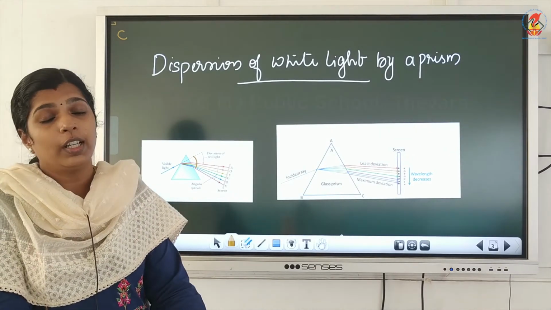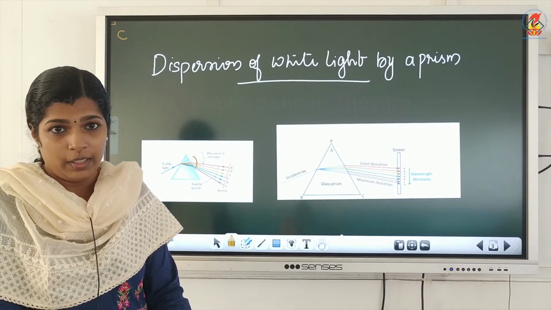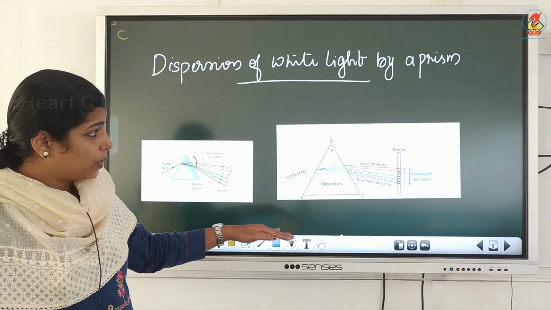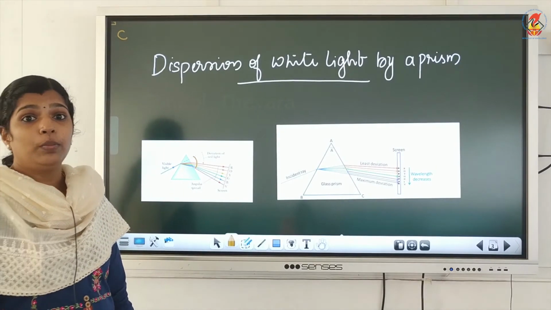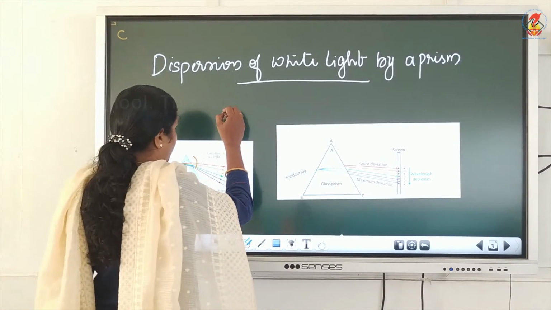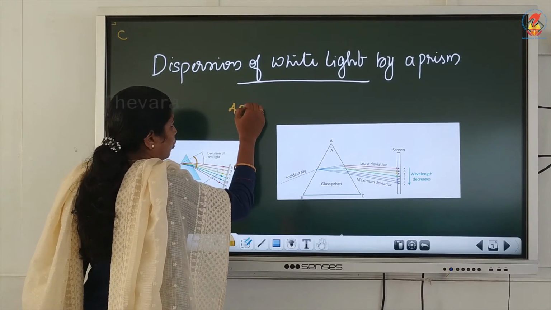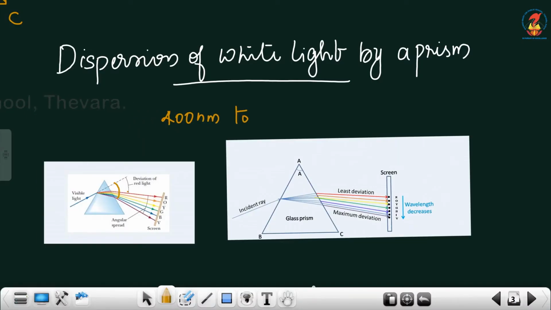Different colors will have different wavelengths. The wavelength of visible light is from 400 nanometer to 700 nanometer. That is the range of our visible spectrum.